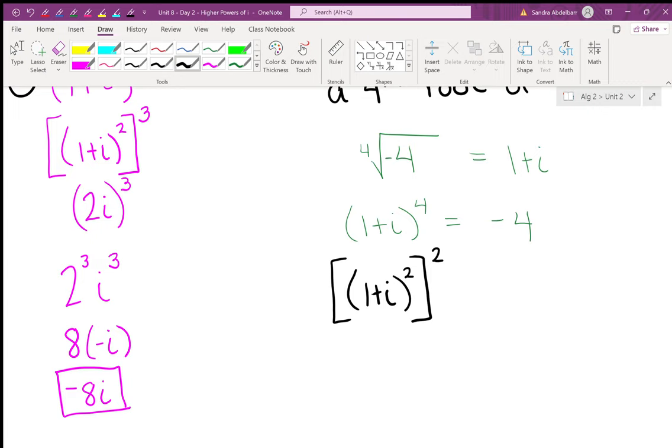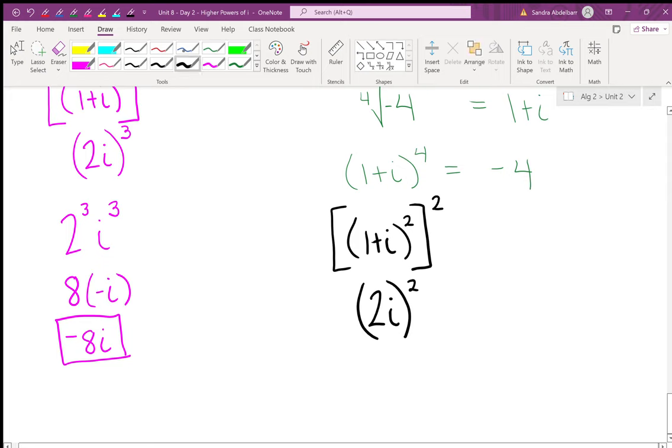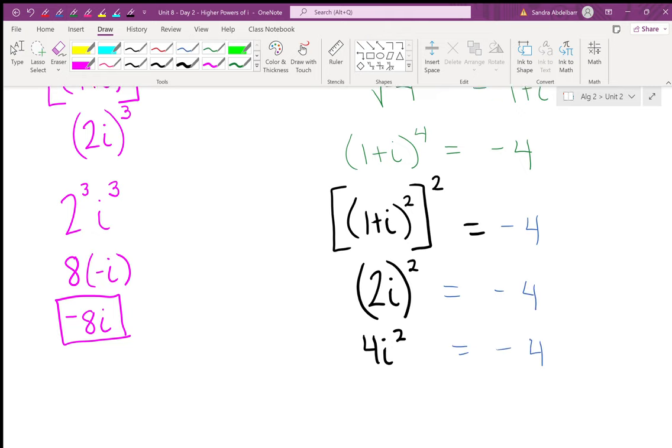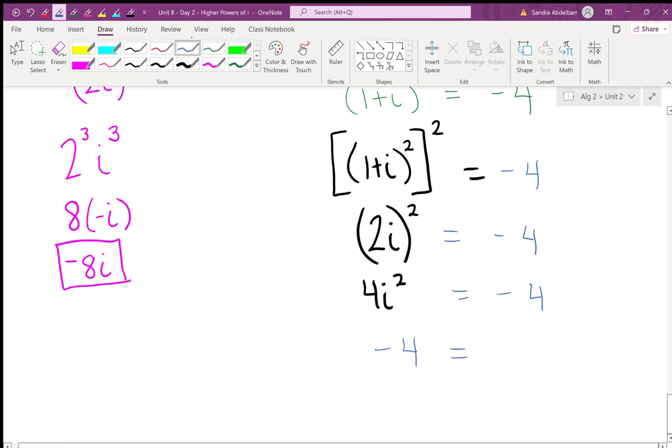We already memorized, or I told you to memorize, that (1 + i)^2 is 2i. So we can simplify this down to 2i. And then when we have (2i)^2, isn't that going to be 4i^2? We need to keep showing that this is negative 4. Well, 4i^2, isn't that negative 4? So we showed that it was the fourth root.